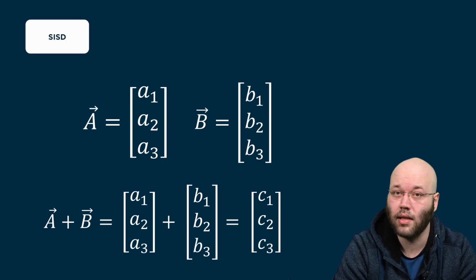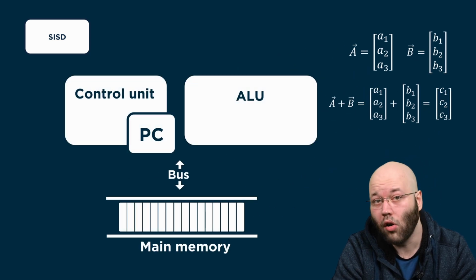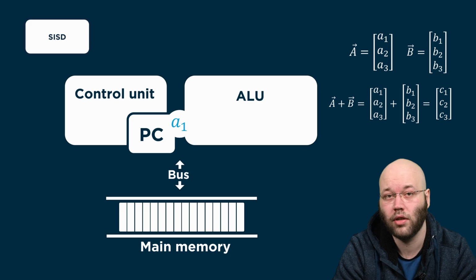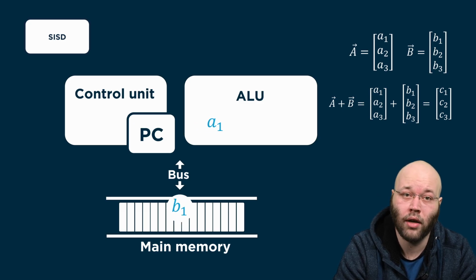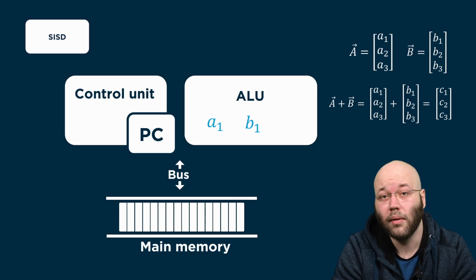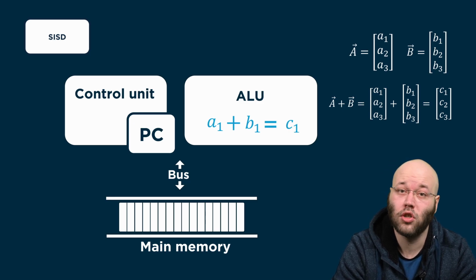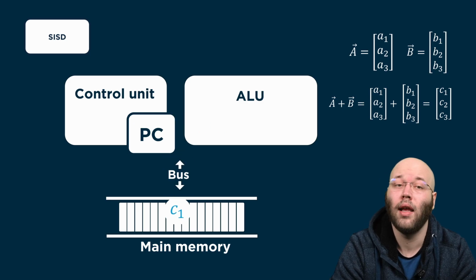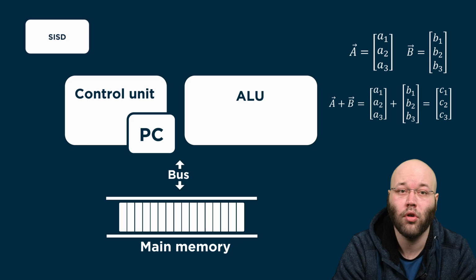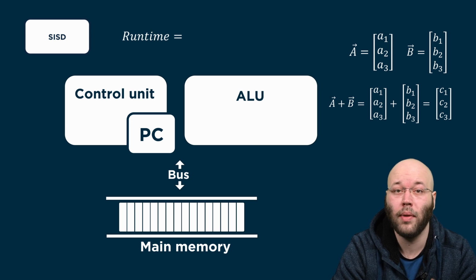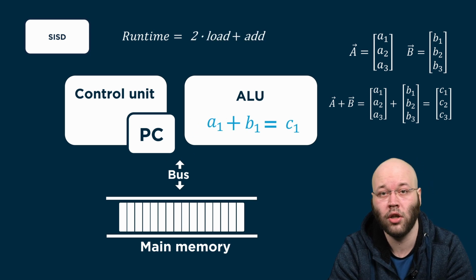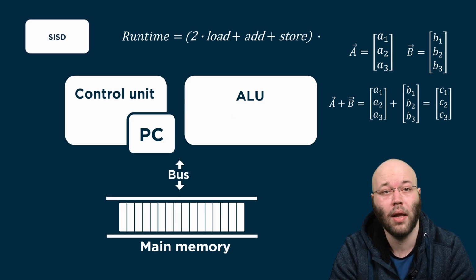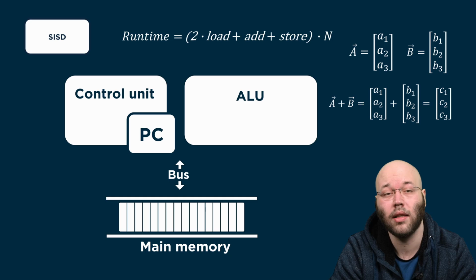Similarly, in an SISD system, the processor first loads the first value from vector A into a register. Second, it loads the corresponding value from vector B. Third, it performs the addition. Fourth, it stores the result in vector C, and then repeats the process n times for vectors of length n. Now, each step happens in sequence, meaning that the time required grows proportionally with n. The runtime of this process will be 2 times the load, plus the addition, plus the store, all of that multiplied by n, the number of elements in your vector.